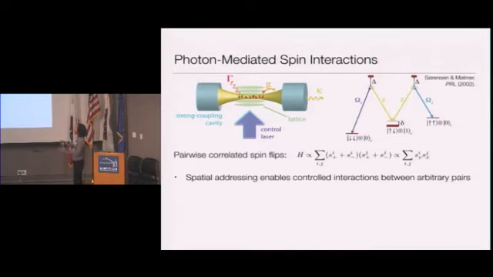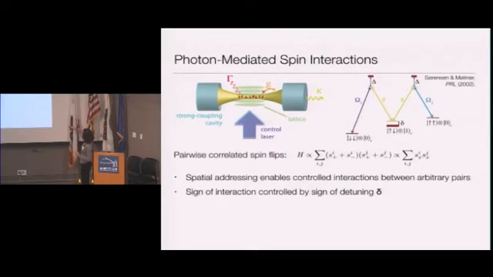Any particular atom could absorb a photon, emit it into this resonator, and another of these atoms could rescatter that photon. And if I have a process where when in that scattering the atom flips its spin, then I can get some pairwise correlated spin flips that will generate interactions among, in principle, arbitrary pairs of atoms. So this is a really unique type of interaction that's different from the local interactions one normally has in nature. In principle, with spatial addressing, one could imagine letting arbitrary pairs of atoms interact.